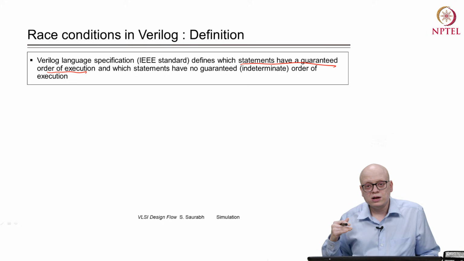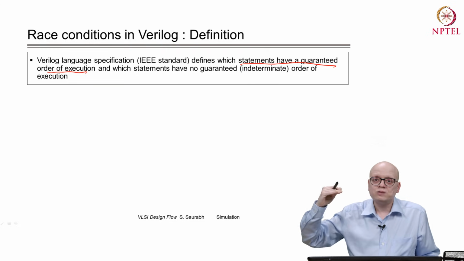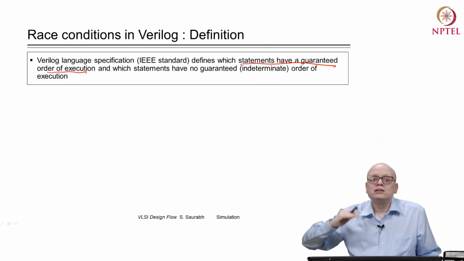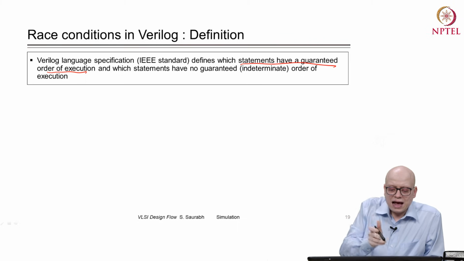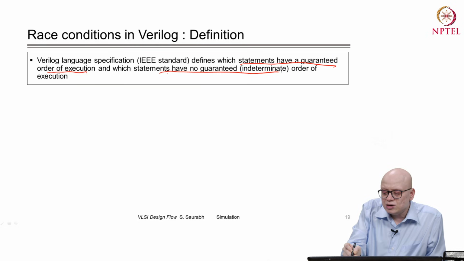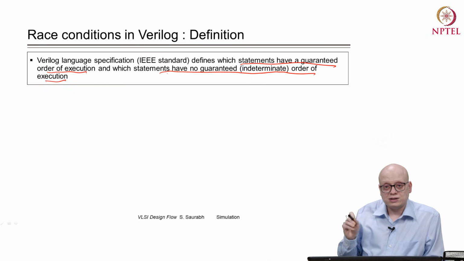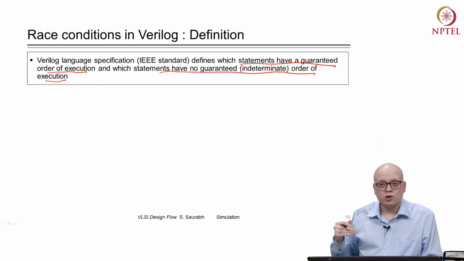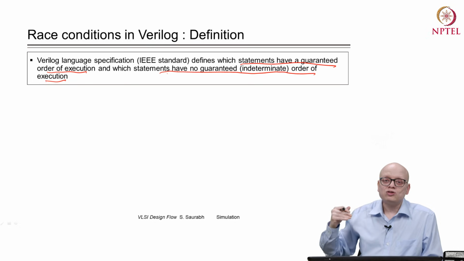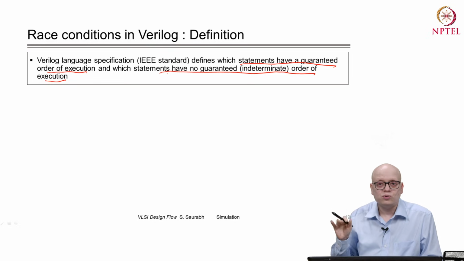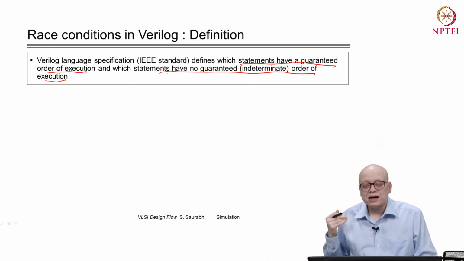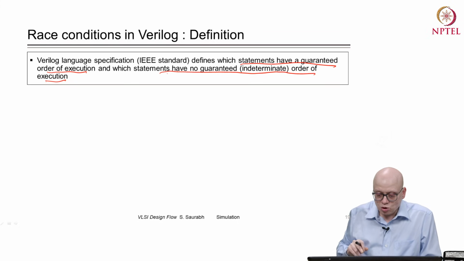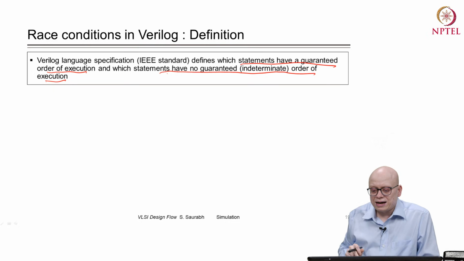For example, in a begin end block, the statements will be executed as per the order in which they appear in the RTL code. And some statements have no guaranteed or indeterminate order of execution. For example, if there are multiple always blocks in our module, which of these always blocks will be processed first, we do not know. All will be put in the active event queue, and they can be processed in any arbitrary order. So, in those cases there is no guaranteed order of execution.